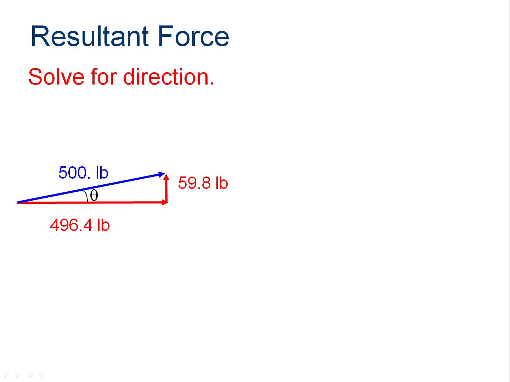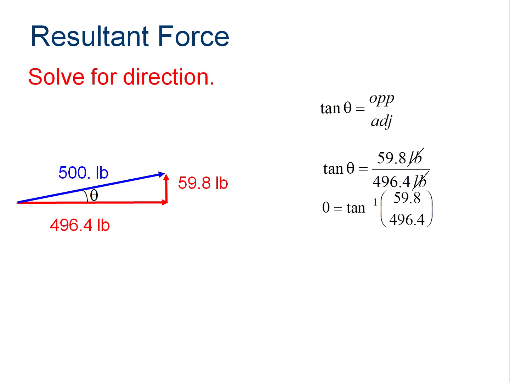Now, to solve for direction, I need to use that tangent relationship. But I can't just use the tangent relationship because that won't give it to me. I need the inverse tangent relationship. And I'll pull up an on-screen calculator here in a minute and show you how to walk through that if you haven't done that. So if I know that the tangent is the opposite over the adjacent, then the tangent of the angle is 59.8 divided by 496.4. I can take the inverse, that's what this minus 1 means, inverse tangent of 59.8 divided by 496.4 and end up with my angle.